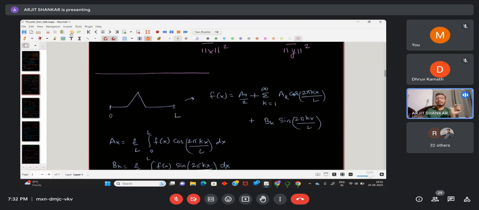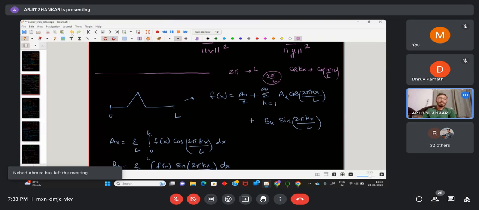So f of x is just a naught by 2, and same thing I've repeated, but something is different. Instead of cos kx, I've written cos 2 pi kx by L. In that particular formula, it was 2 pi periodic. Now it's L periodic, right? So everywhere we have to add a 2 pi by L factor. That's why the cos kx term became cos 2 pi by L times kx. Similarly, bk sine 2 pi by L kx.